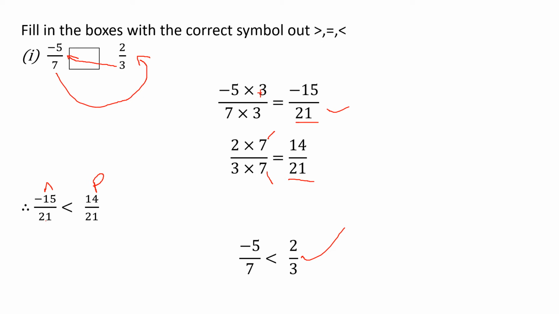Make the denominator same, then compare the numbers and write which is greater. Finally, take and write from the question. So here 14 by 21 is greater. So that belongs to 2 by 3, right? So 2 by 3 is greater. Is it clear?